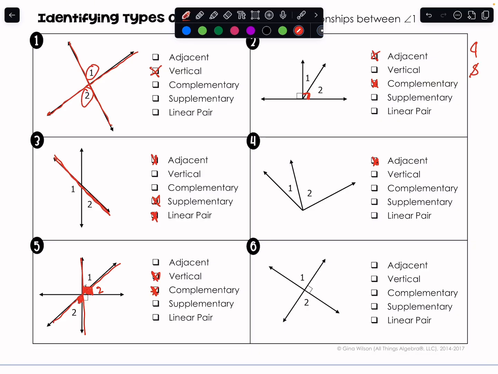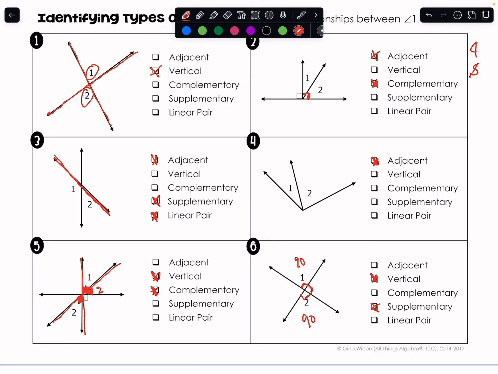And then finally, let's look at 1 and 2. Well, if this one is 90 degrees, that's going to make this one 90 degrees because they're on the same line. And with that being said, first off, they are across from each other. Yes, so that makes them vertical. And because this one is 90 and this one is 90, that also makes them supplementary. They are not a linear pair because they are not directly next to each other.